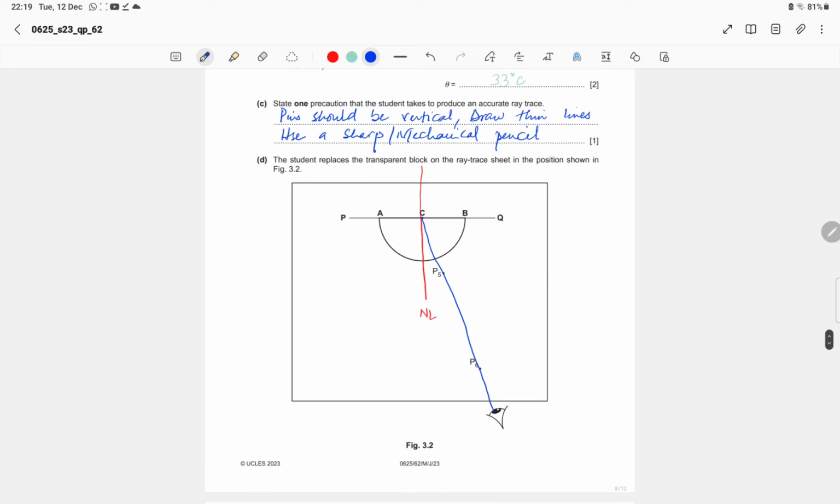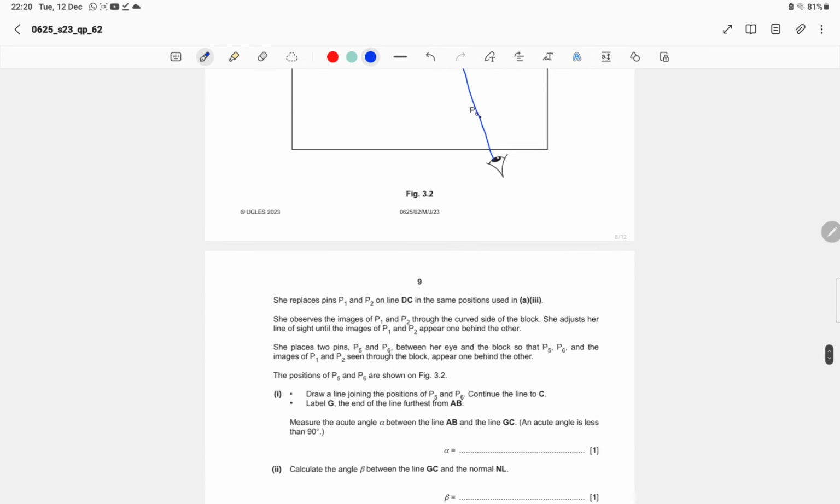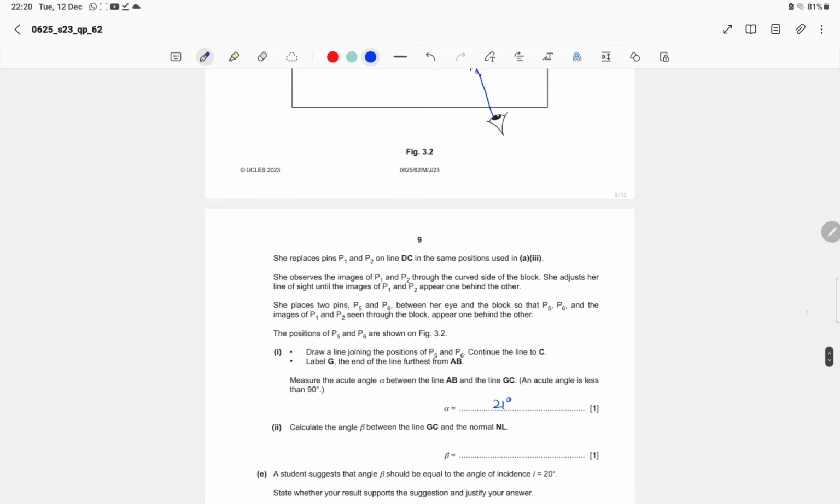So if you again put your D over here, or your protractor, this angle is going to be 69, and for this you have to subtract this angle: 90 minus 69, which is going to be 21. That is going to be the answer for your alpha, 21 degrees.